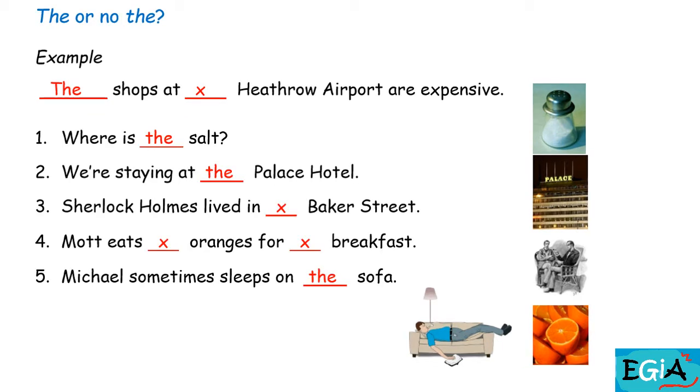Okay, here are the answers. Where is the salt? We're staying at the Palace Hotel. Sherlock Holmes lived in Baker Street. Mutt eats oranges for breakfast. Michael sometimes sleeps on the sofa. I smell coffee.